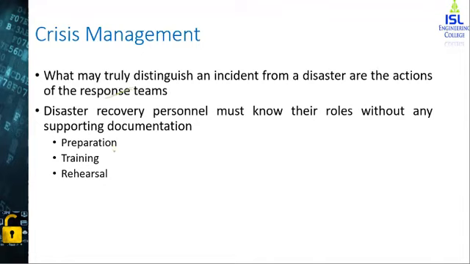Now, this disaster recovery is done by three different aspects, that is preparation, training, and rehearsals. You can train the employees by giving them a particular scenario and training the people on how they are going to respond to a particular crisis. In the case of a disaster or an incident, what are the different tasks that you need to do? That training can be done.